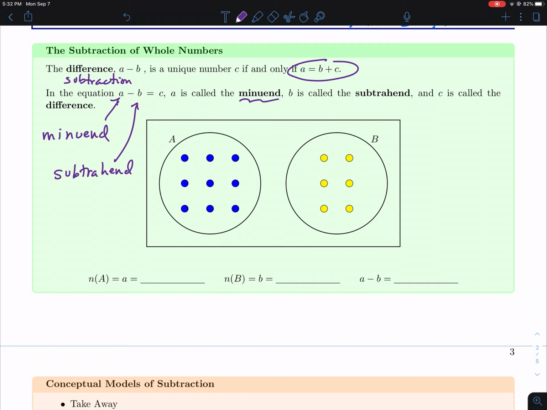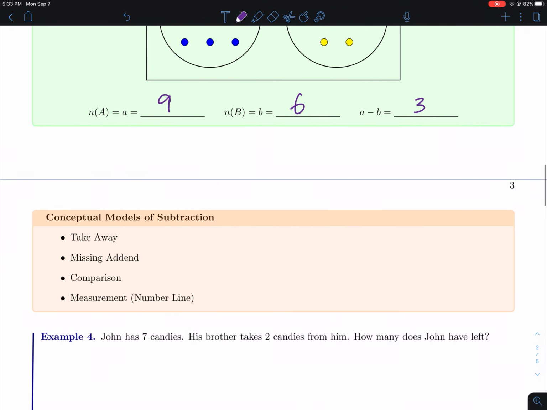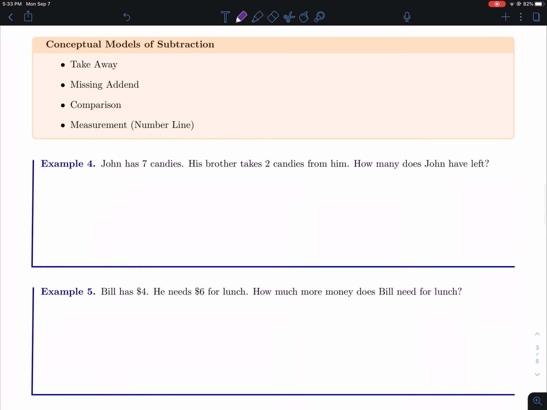So again, just like addition, we can use our set model to represent this. So in this case, again, just like before, set A had 9 elements in it. Set B had 6 elements in it. But since they're disjoint, again, we can add or subtract them. In this case, we're trying to subtract them, so A minus B would just be 3. So what we want to do is use this idea to demonstrate 4 different models: takeaway, missing add-in, comparison, and measurement number line.